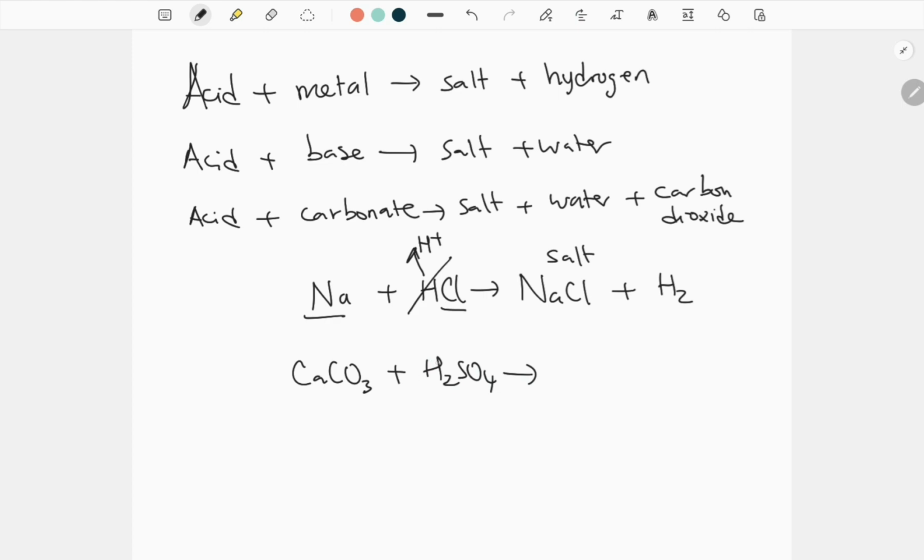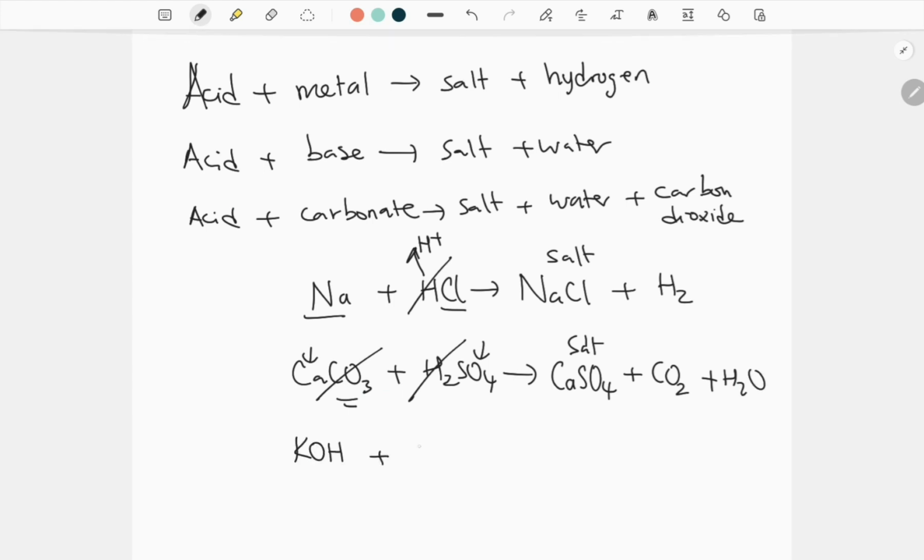If I was given calcium carbonate and sulfuric acid, H2SO4, I just need to do the same thing. First, I cross off the hydrogen from my acid, then I cross off the carbonate from my base, which leaves the metal, calcium, as well as sulfate behind. So then this time my salt will be calcium sulfate, plus carbon dioxide gas from the carbonate, and water.